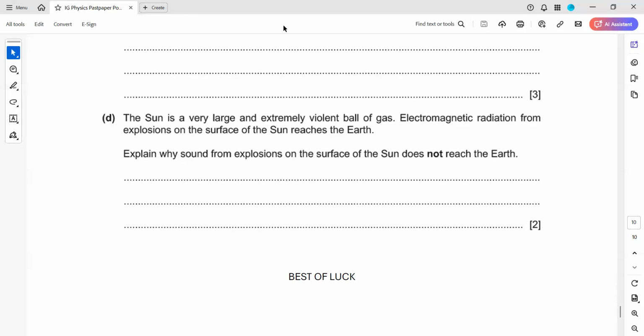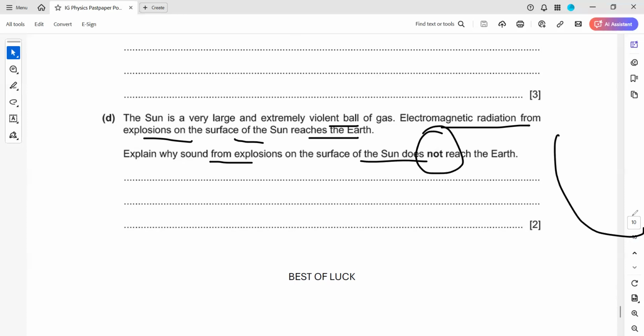The sun is a very large and extremely violent ball of gas. Electromagnetic radiation from the explosion on the surface of the sun reaches the earth. Explain why the sound from the explosion on the surface of the sun does not reach the earth. There is a vacuum between the sun and the earth, and sound cannot travel through a vacuum. So first, one mark for referring to a vacuum, no particles between the sun and earth. And the second mark, sound requires a medium to travel or propagate.